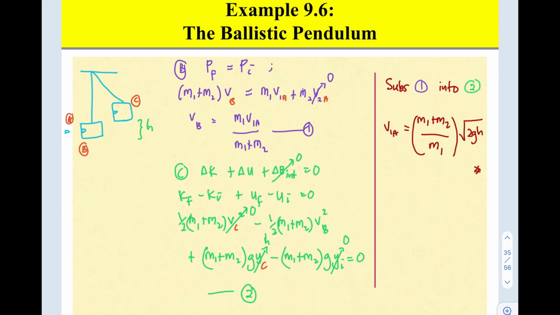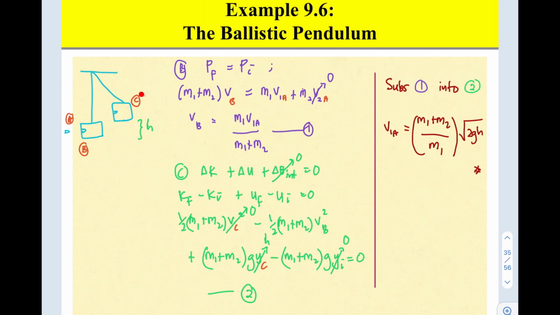This is P initial: M1 V1A, the bullet, plus M2 V2A, but we know that the block is stationary at the moment. That is why V2A equals 0. We don't know the information of VB here, so we put VB as our interest. We have equation 1.